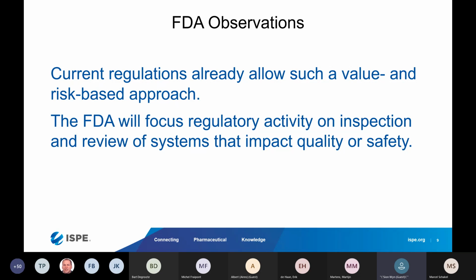The FDA believe that the current regulations, and we're particularly talking about 820 here, but I don't think there's anything different if we think about 210, 211, already, in the FDA's opinion, allow such a value and risk-based approach, so they don't need to change the regulations. They just need to explain how they understand the regulation and how the industry could interpret the regulation and how they would act during inspections. So for instance, the FDA will focus regulatory activity on inspection and review of systems that impact quality or safety, because there are systems that do have a high or direct, depending on what types of words you like to use, high impact on quality and safety, and they are the ones that will get the focus during inspections.